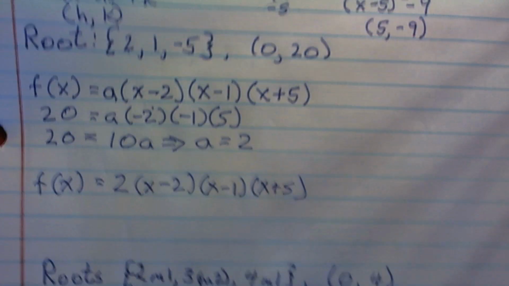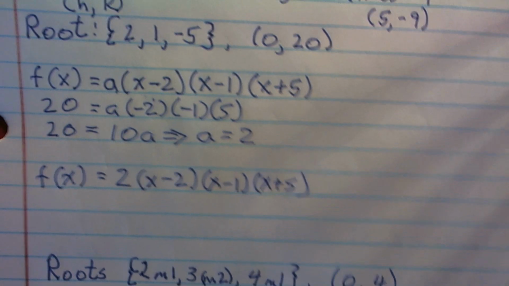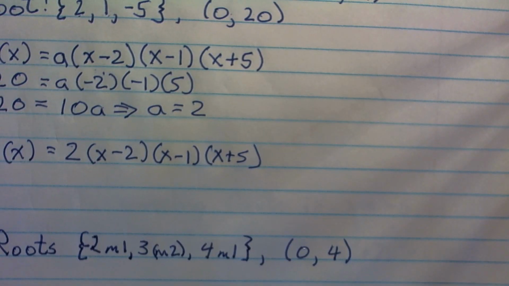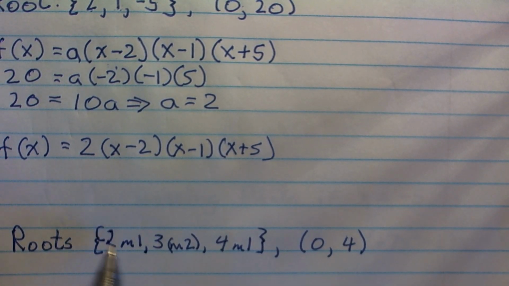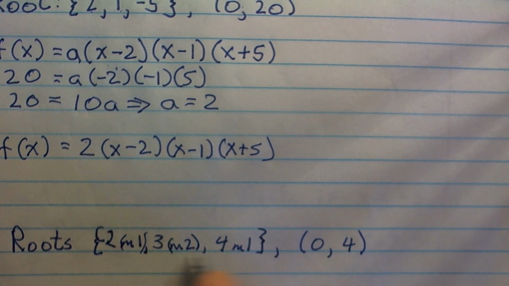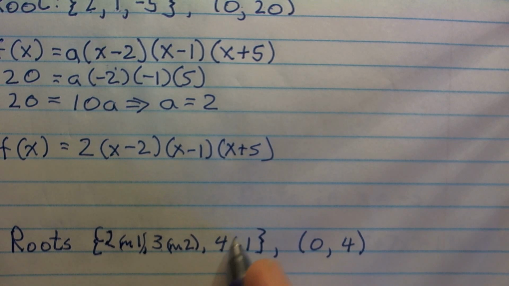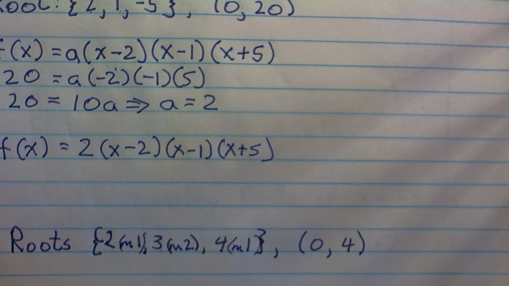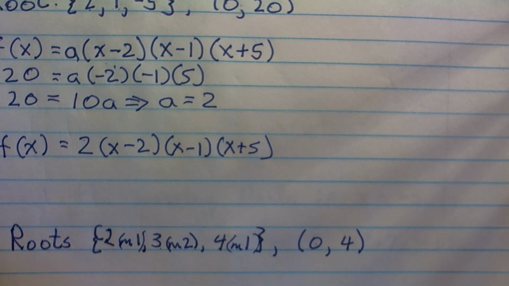Okay, now let's move on down here. Let's look at another one here. Let's suppose that my roots are negative 2, and I'll use this to indicate multiplicity 1, M1. We've got 3 multiplicity 2 and 4 multiplicity 1. And we have the y-intercept 0, 4. So let's see what this is going to look like.